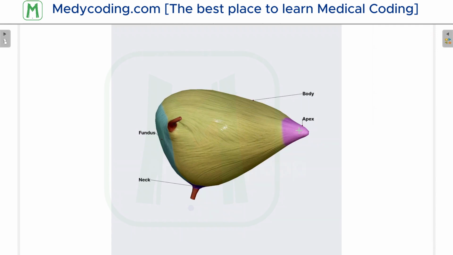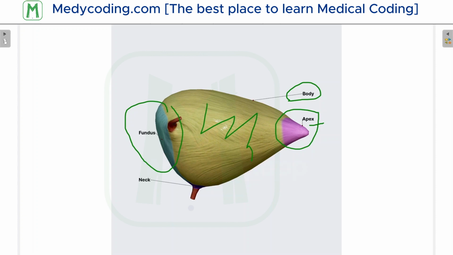Let us see the parts of the bladder in this image. The top pointed part is the apex. Apex is also known as the dome. The next part is the body. This whole region is the body. The body is the main storage area. The next part is the fundus. Fundus is also known as the base. This area is the neck of the bladder. So I hope you are now clear about the parts of the bladder.